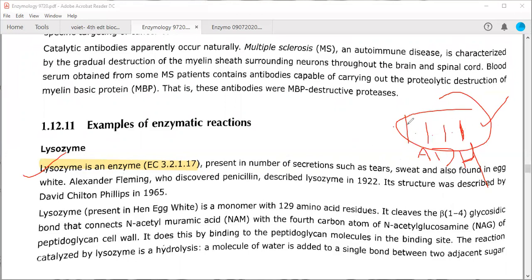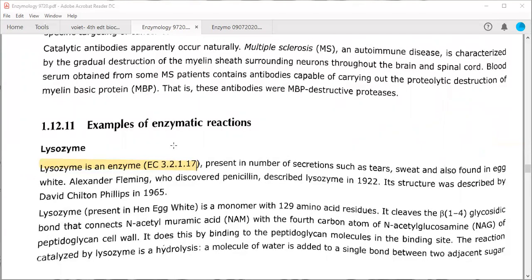So the first class is the oxidoreductases, then the subclass, then this number which is given to alcohol dehydrogenase, which is actually the yeast enzyme, obtained from yeast. So you should remember these things before starting lysozyme. So we are now discussing lysozyme.